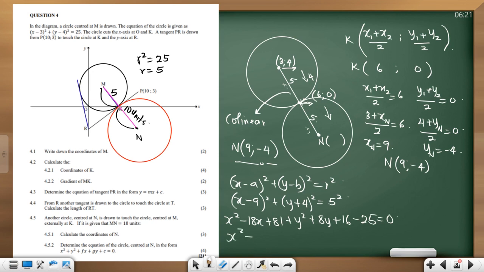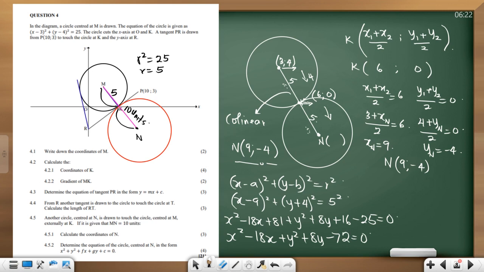X squared minus 18x plus y squared plus 8y. Now, what is 81 plus 16 minus 25? 81 plus 16 will give us 97, and 97 minus 25 should give us 72. Just confirm quickly with your calculator, but I know I'm right. 81 plus 16 there, 97, yes, and minus 25 should give us 72. Minus 72 should be equal to 0. Question done. All right, we move to the next.